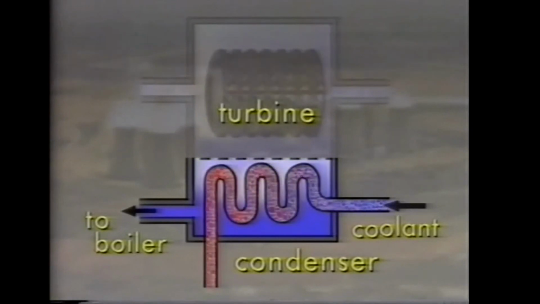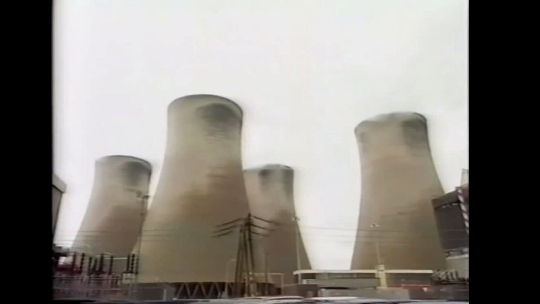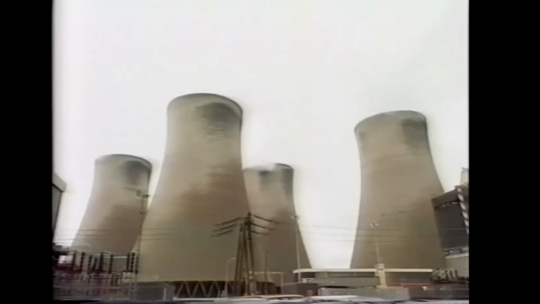A heat transfer system operates in the condensers. The steam from the turbines turns to water as it gives its heat to the coolant water. The coolant water is then pumped away to the cooling towers, which are a familiar sight at coal-fired power stations.